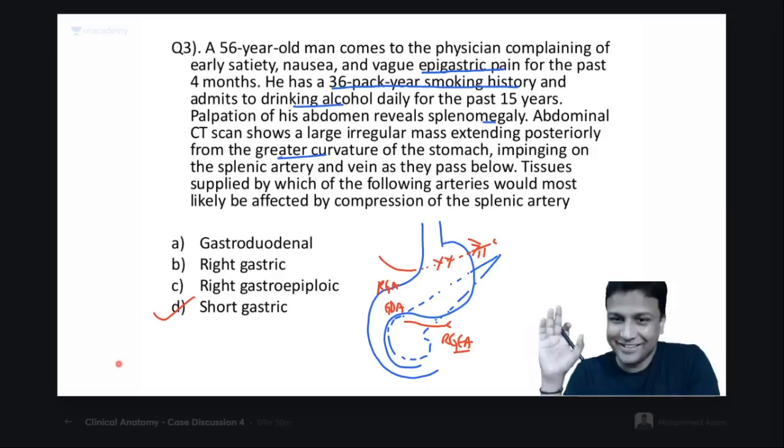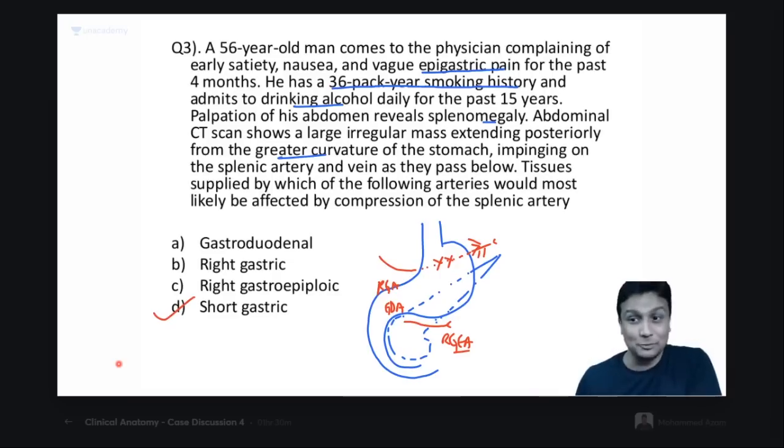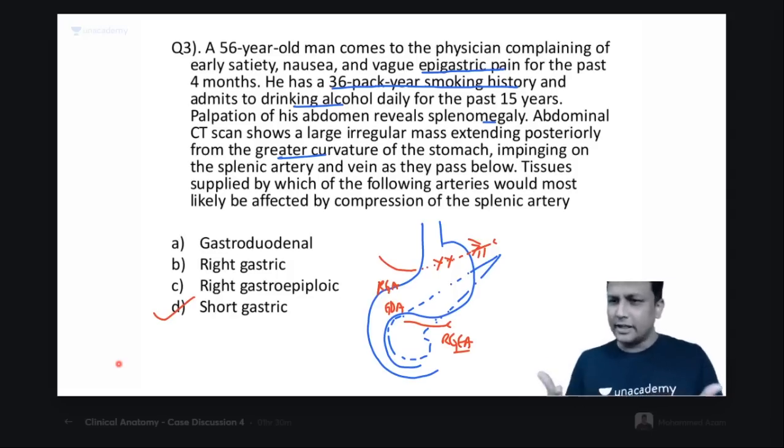Perfect. Done. Is it okay? All the clinical cases today are based on that entire big diagram that we did in the celiac trunk. I think it is useful to you. We are done with almost 3 cases now. I think you are getting more confidence. That is what I'm trying to tell you. I have 1 more case to show you here. I think you'll be able to answer.